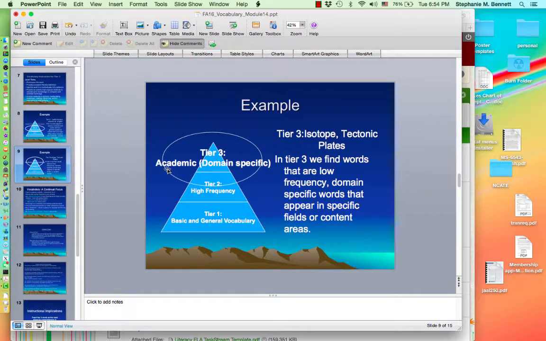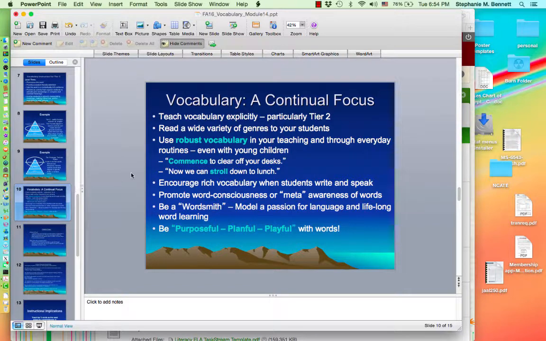Now, on the other hand, isotope or tectonic plates are Tier 3 words. They're very academic, domain specific. They're low frequency and appear in a specific content area or field. Ultimately, though, we want vocabulary to be a continual focus. We want to teach vocabulary explicitly in the classroom.